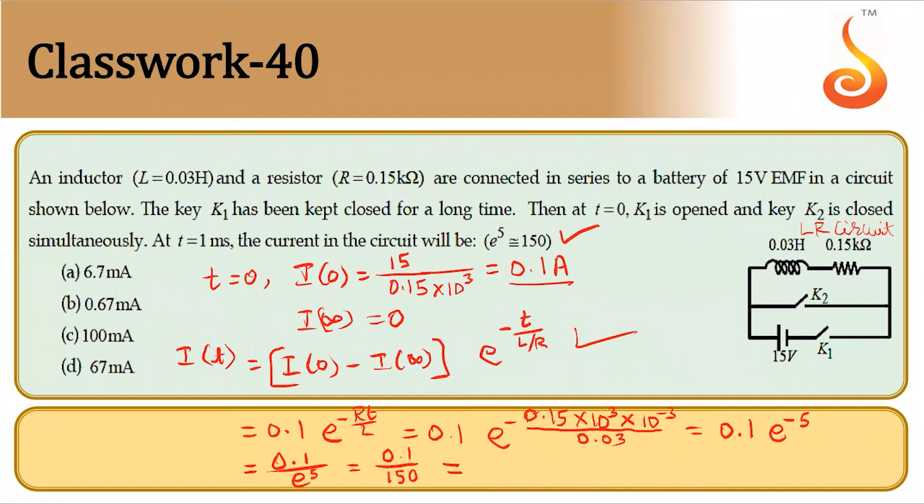So that should be equal to 1000 into 10 to the power minus 4 divided by 150. That will be 6.7 into 10 power minus 4. That is nothing but 0.67 into 10 power minus 3 ampere. That is option B, 0.67 milliampere. So this should be the answer.